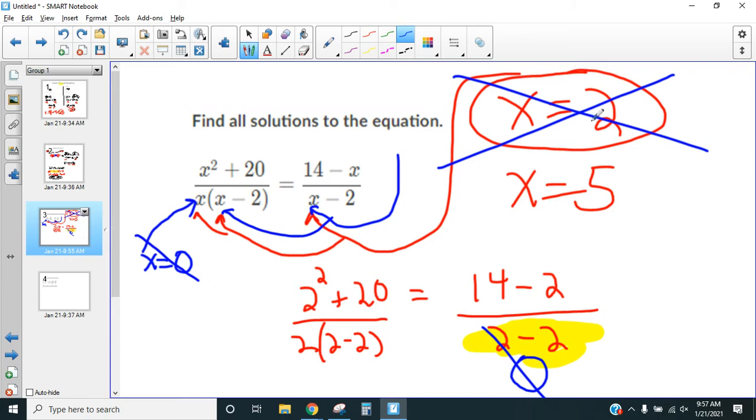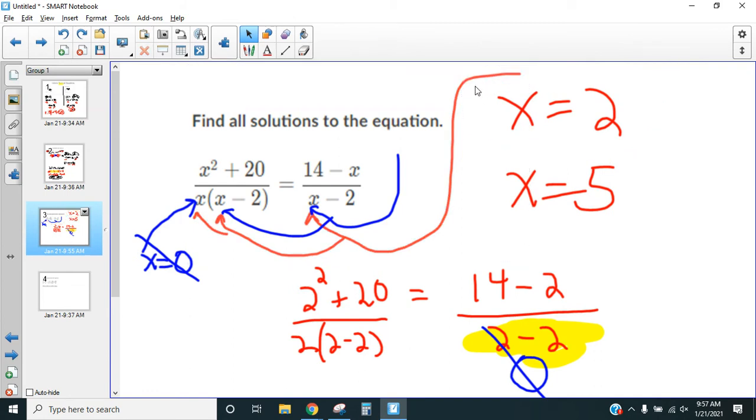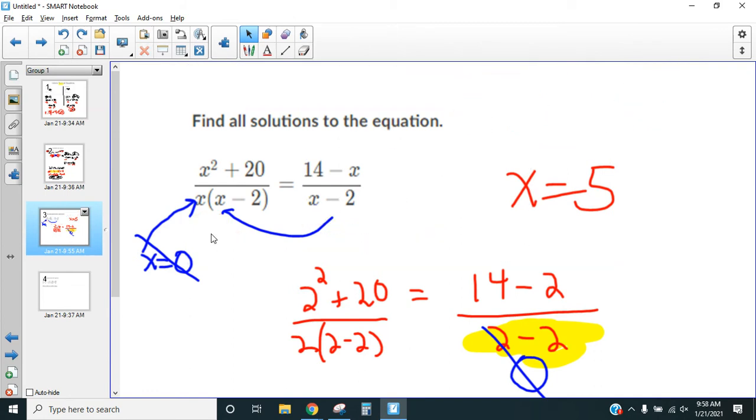So what is our answer? 5. Will 5 work out? Well, we can always check it. Let's check it right now, everybody. Here we go. Let's plug in 5 everywhere.